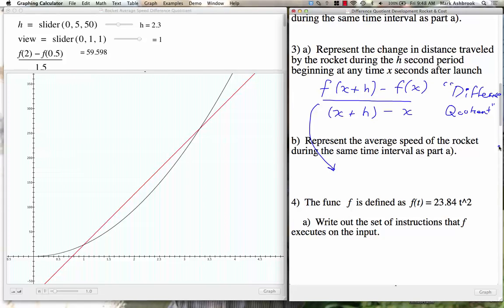Okay, so now I'm going to tell you what the function is. It's 23.84 times t squared. So you're going to write out the set of instructions that f executes on the input. We practiced this with our inverses, right? So go ahead and do that. Write out the set of instructions that f executes on input.